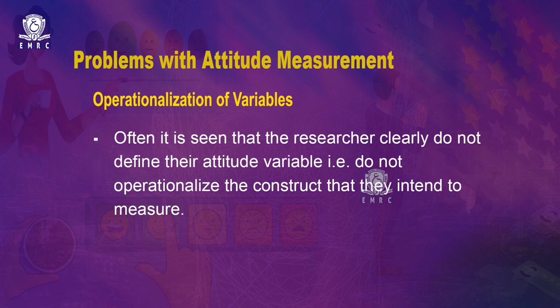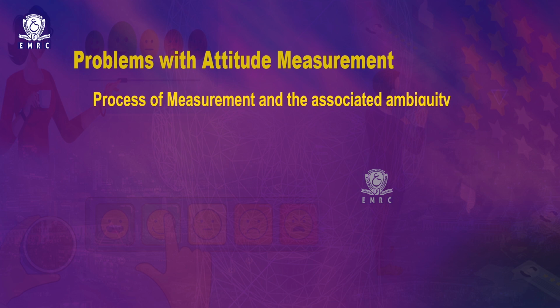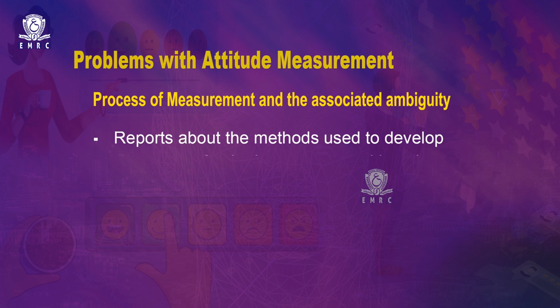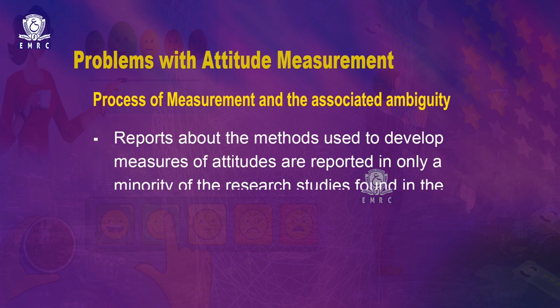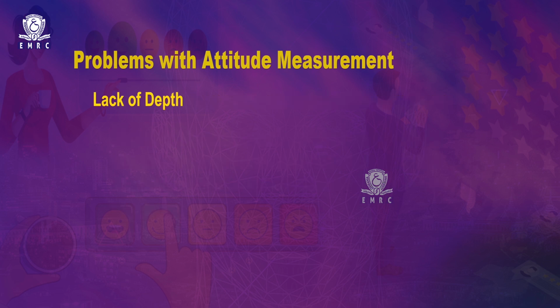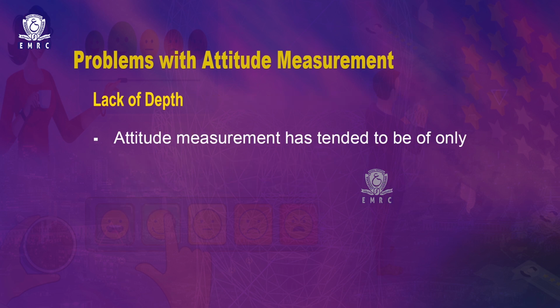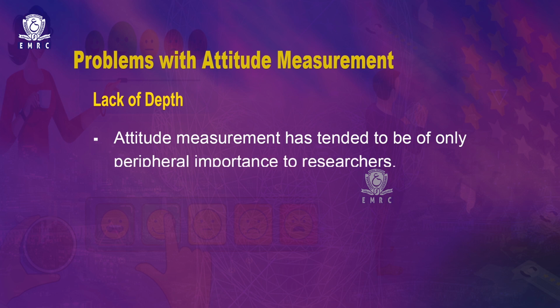That is one problem. Second problem is the process of measurement proper and the associated ambiguity. Reports about the methods used to develop measures of attitudes are reported in only a minority of the research studies found in the literature. Finally, the lack of depth. Attitude measurement has tended to be of only peripheral importance according to some researchers.